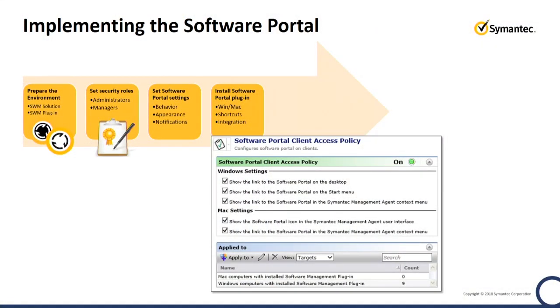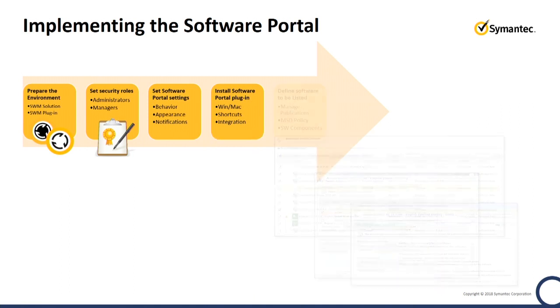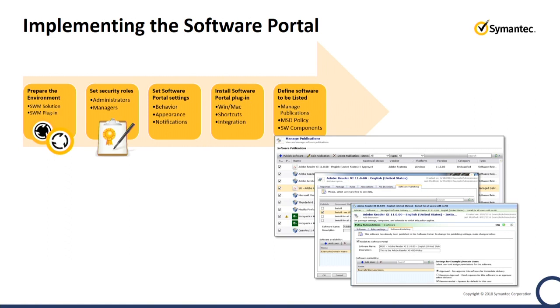Then look at the software portal agent side and make sure that's the way you want it. So on the Windows side, you might say don't show the icon. On the Mac side, you might say put the icon on the taskbar, right? So configure for each and every one of the operating systems how the icon's going to behave. Okay, and then define all your software.